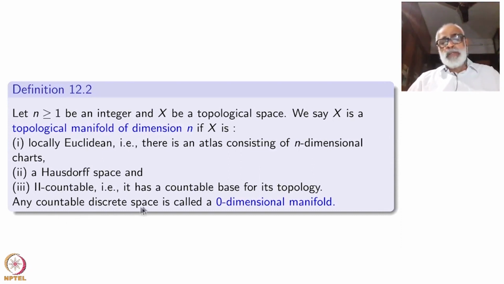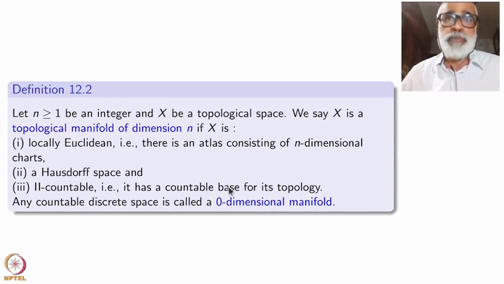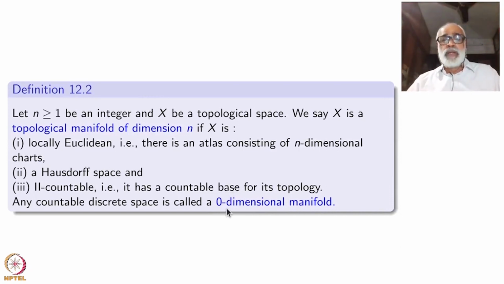Any countable discrete space is a zero-dimensional manifold. Don't confuse this one with the definition of zero dimensionality for a topological space, which is just a separable metric space. Okay, so this is a manifold definition, we have got it. It is a subset of that.